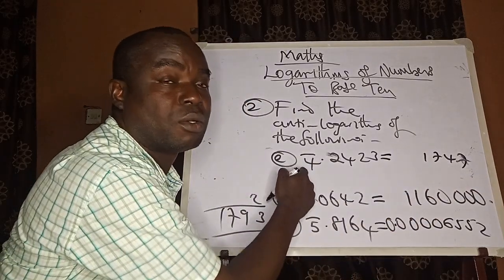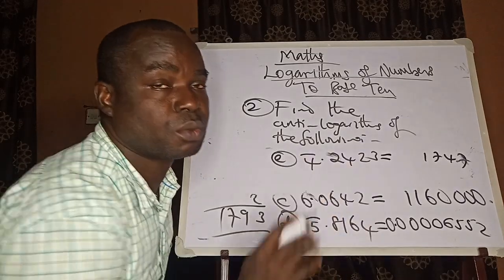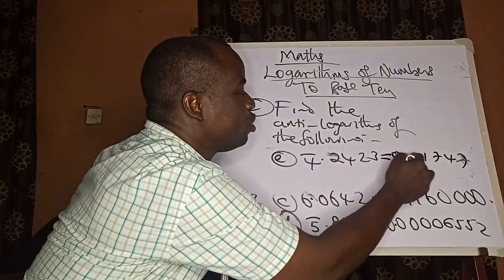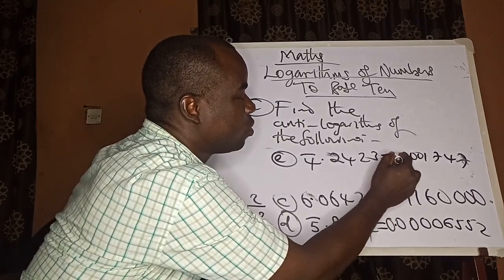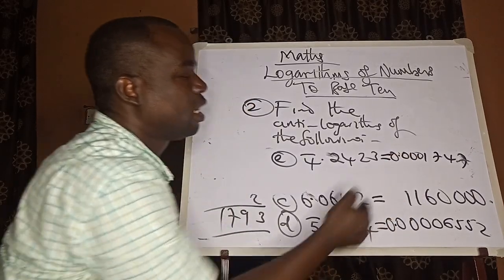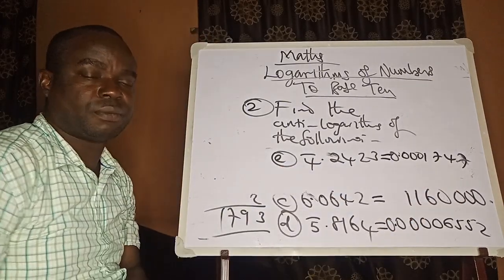What do you do with this bar 4 now? You will not add 1 because it has a bar. Remember what I said. Just add 4 zeros. So you have 0, 0, 0, 0. Then put your point after the first 0. So I put the point here. The answer is 0.0001747. That's how to find antilogs.